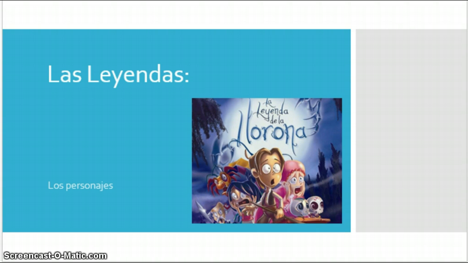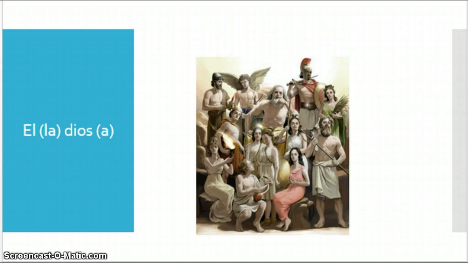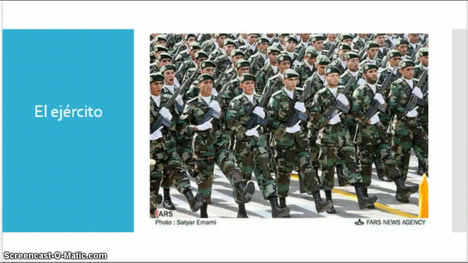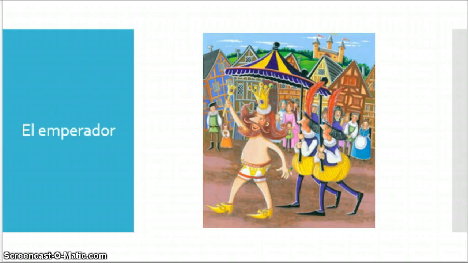Las leyendas. Leyendas, like I mentioned, are stories of the past, so there are many of them. One that's really particular to the Spanish culture is La Leyenda de la Llorona. La Llorona is a very, very famous Mexican legend. We're first going to look at the different personajes or characters that could be within a legend. El Dios or La Diosa, so gods. El Ejército, ejército significa army. El Emperador is the emperor. So a legend you might know from your past is the emperor's new clothes.